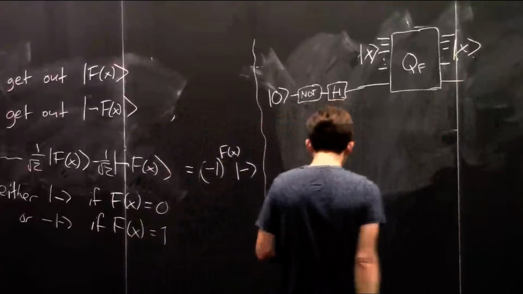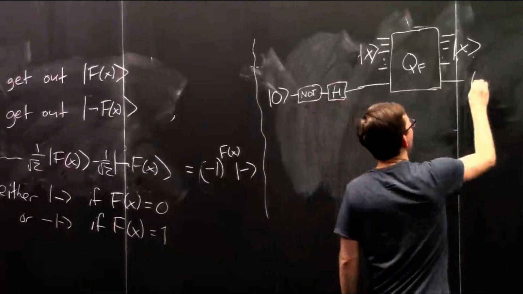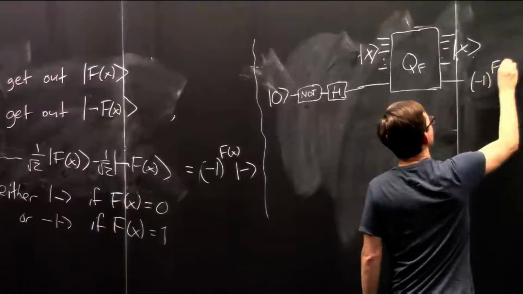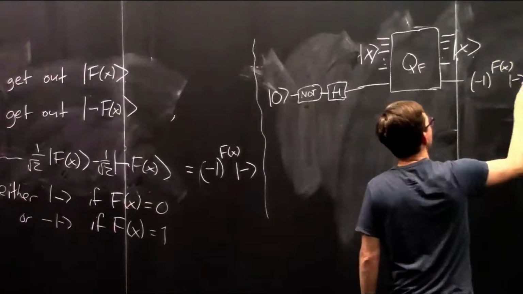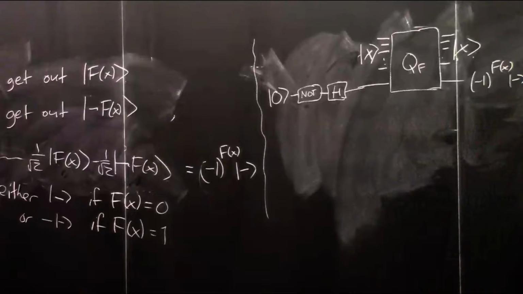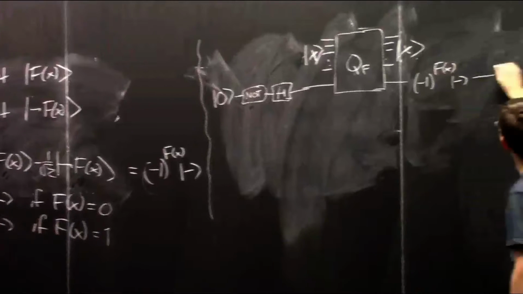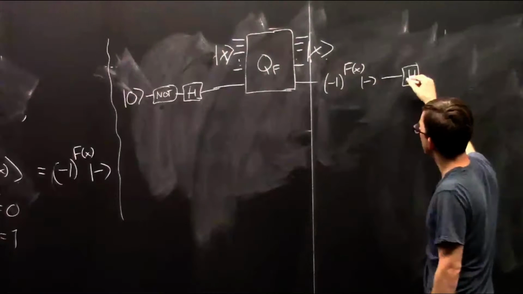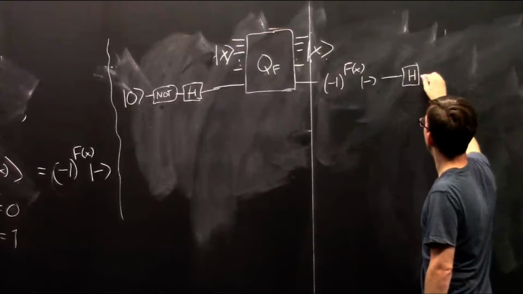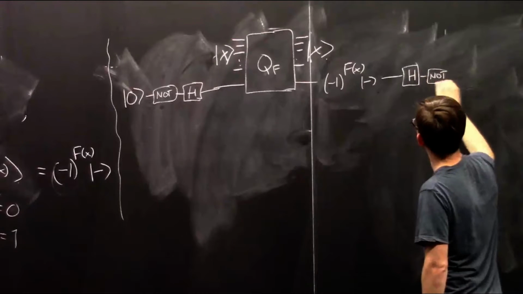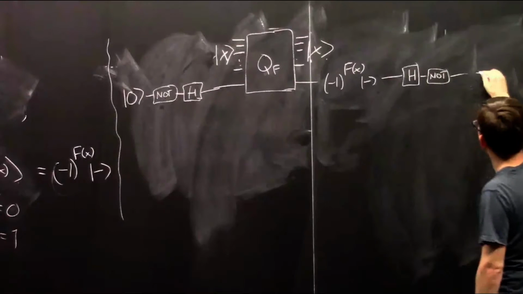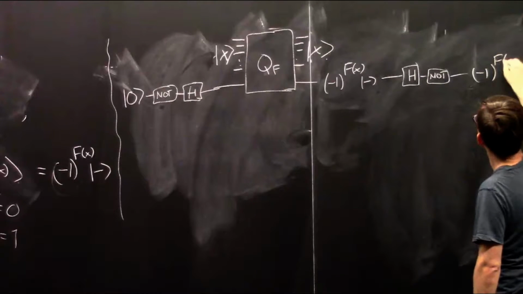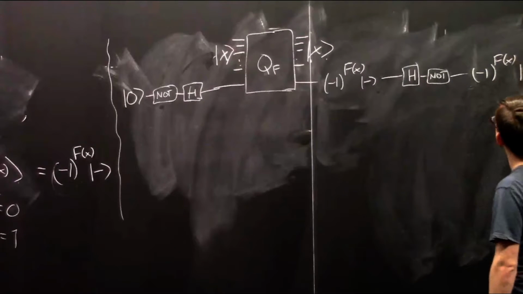And yeah, then you're going to get out minus 1 to the f of x, ket minus. And actually, you could then kind of reverse this. You could put it into a Hadamard to convert the minus back into a 1, and then a NOT to convert that back into a 0. So you'd actually get out from here minus 1 to the f of x times ket 0.